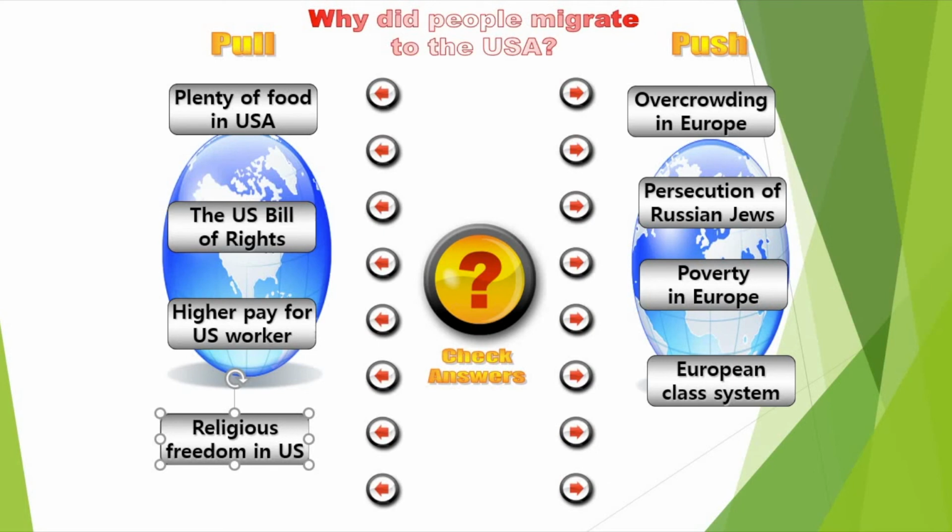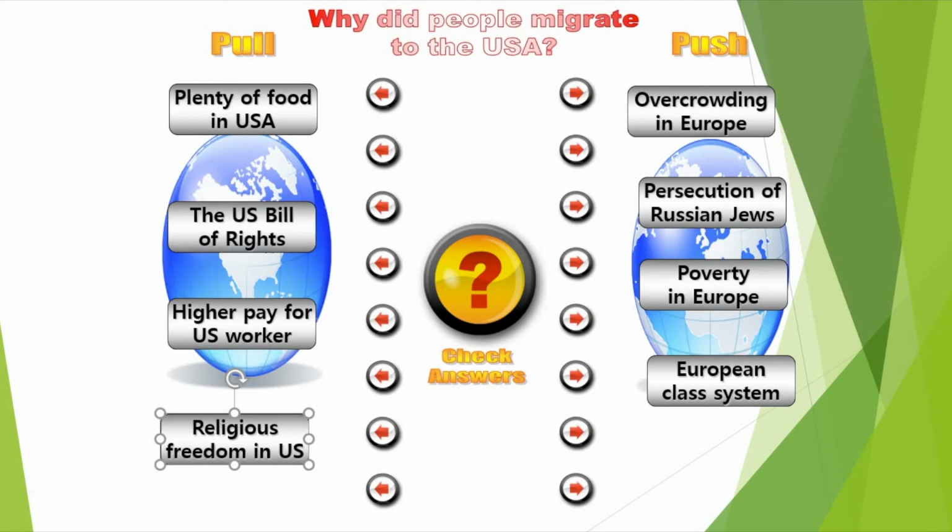In Europe, there was a lot of poverty, and people were looking to leave the poor lifestyle behind, so they were being pushed out of Europe as a result of that. And the European class system, people thought they were never going to advance in life and change their social status, so they were looking to get out of Europe and to go somewhere else.